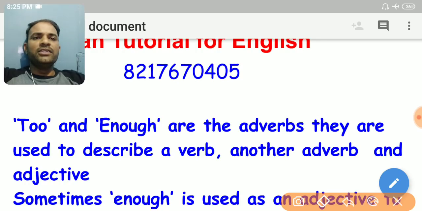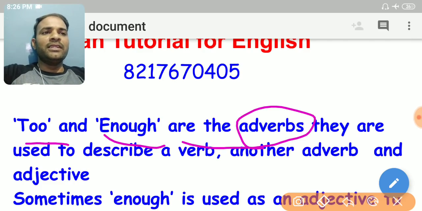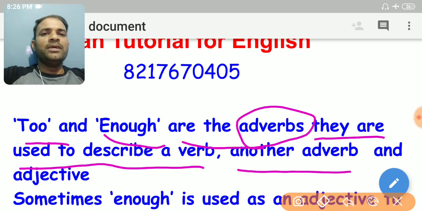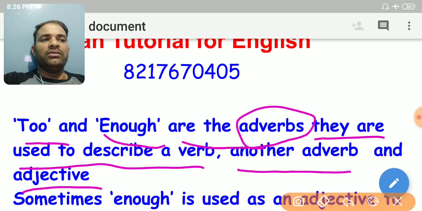See, my dear friends, too and enough. Too and enough are adverbs. They are used to describe a verb, another adverb, and an adjective. My dear friends, these two are what you can call adverbs. So, what is the function of an adverb? An adverb is a word which is used to describe a verb or another adverb or an adjective.